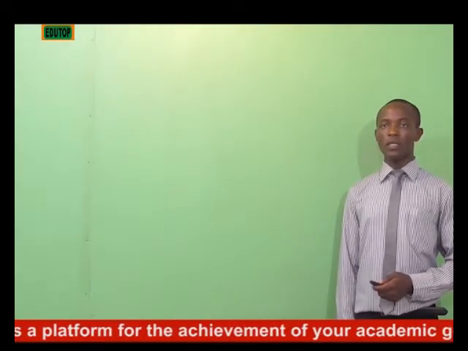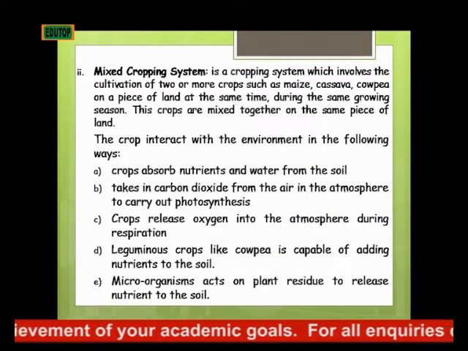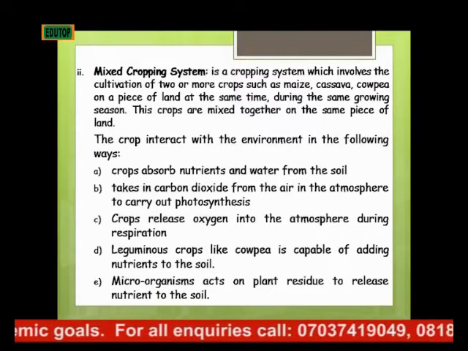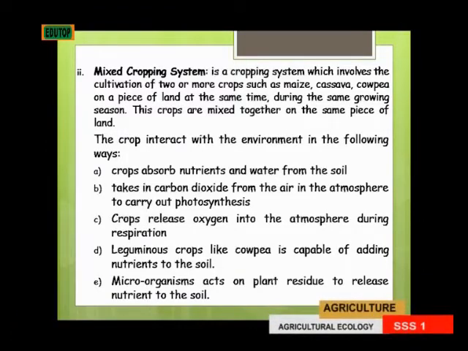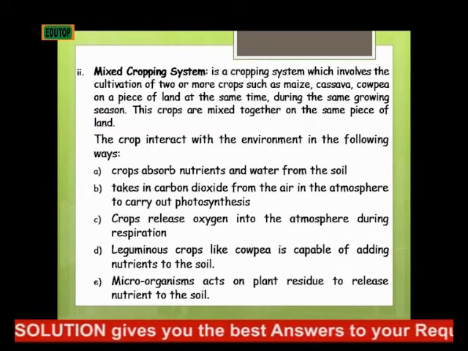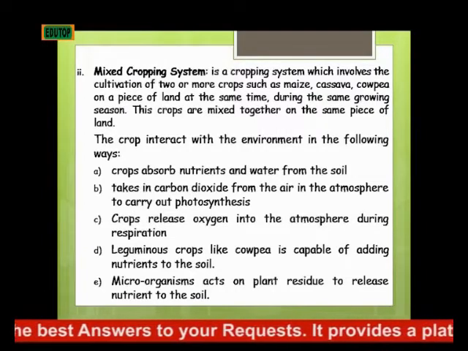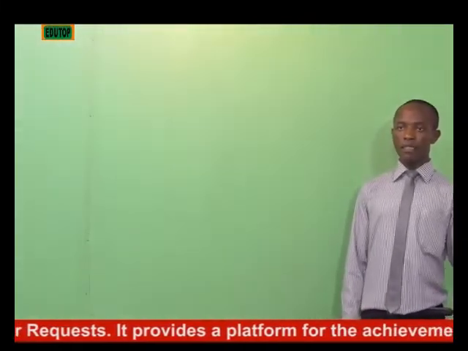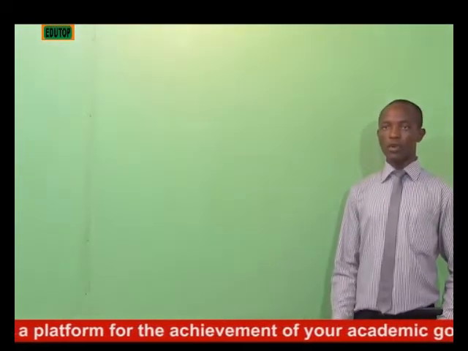The second type of interaction between the abiotic and the biotic is a mixed cropping system. The mixed cropping system is a cropping system which involves the cultivation of two or more crops, such as maize, cassava, cowpea, on a piece of land at the same time during the same growing season. These crops are mixed together on the same piece of land. Just like now, if you have a piece of land and you do interrow cropping, that is, you plant maize and then you plant your cassava, or you plant maize and then plant cowpea. That is, you are mixing it. That's a mixed cropping system.